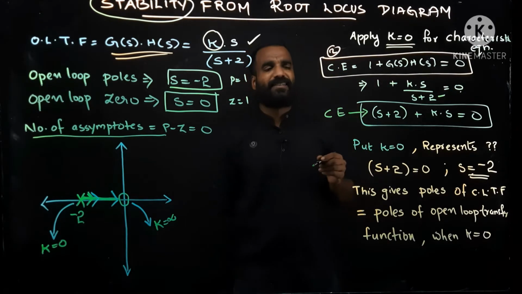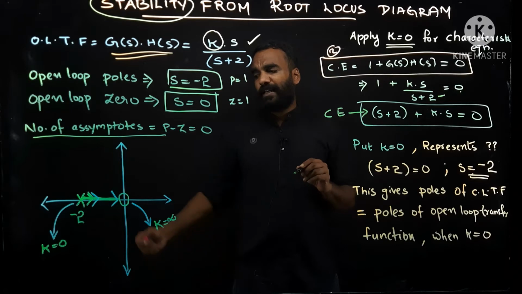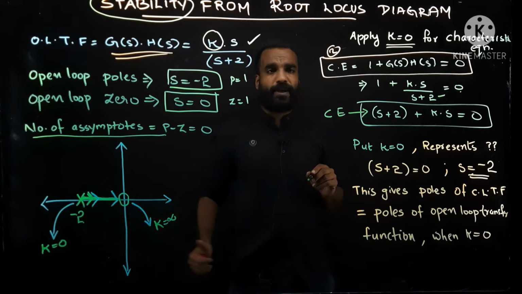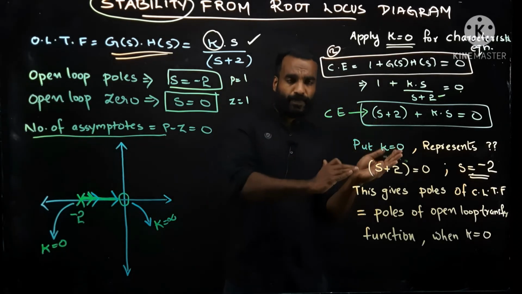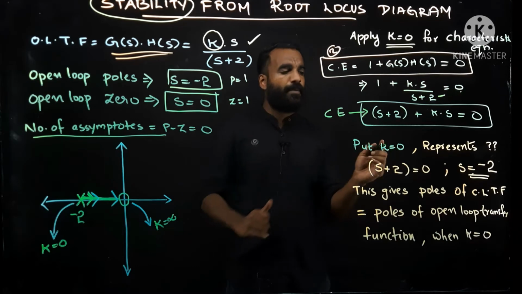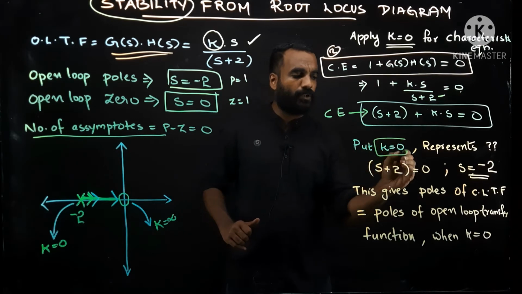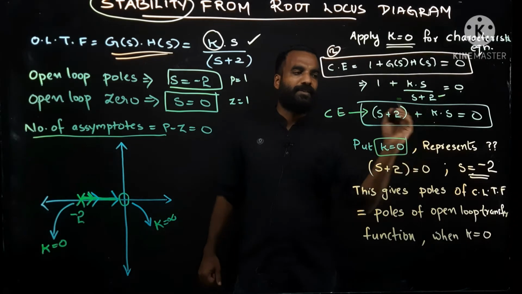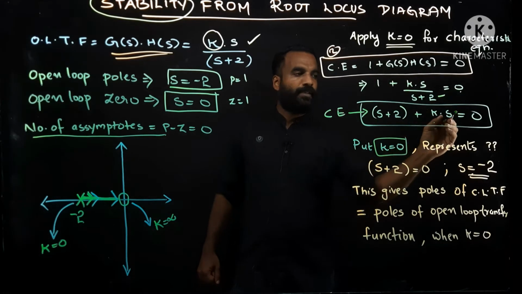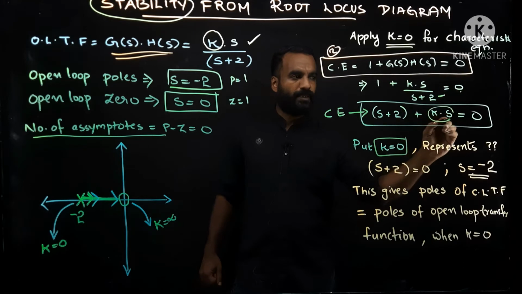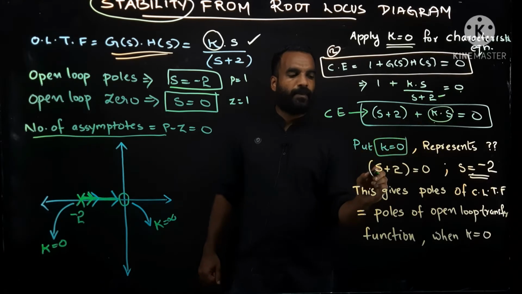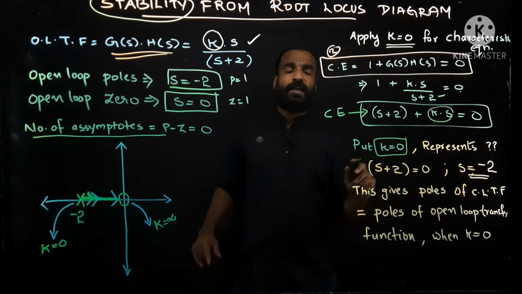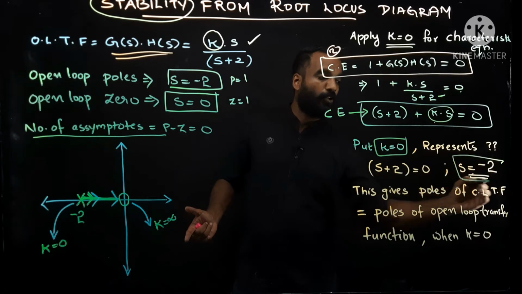So in the characteristic equation, for converting the initial point to the closed loop transfer function condition, I am putting k is equal to 0. Simple calculation, don't get confused. I am putting k is equal to 0 in this equation. What happened? This term will become 0. This term will become 0. So it will become s plus 2 is equal to 0. In other words, s is equal to minus 2.